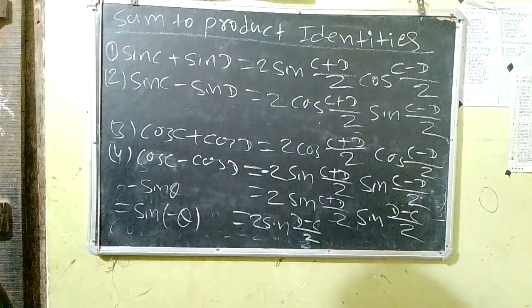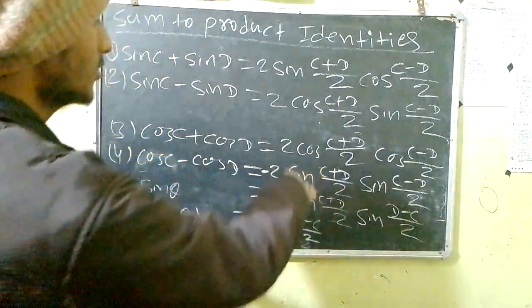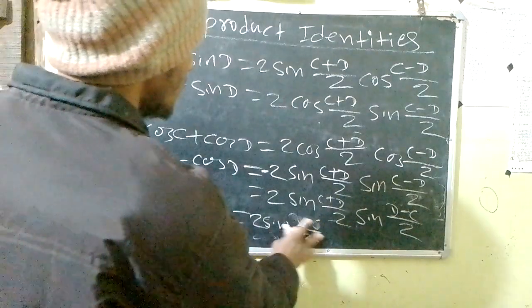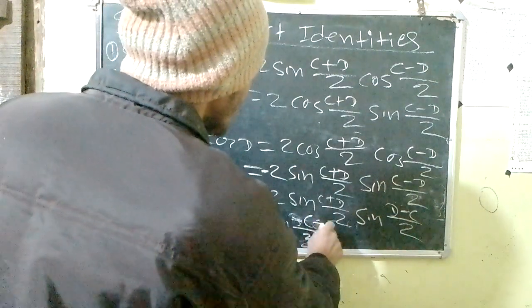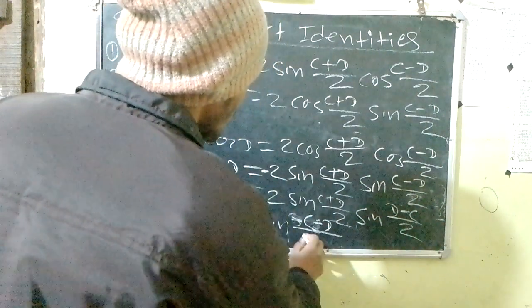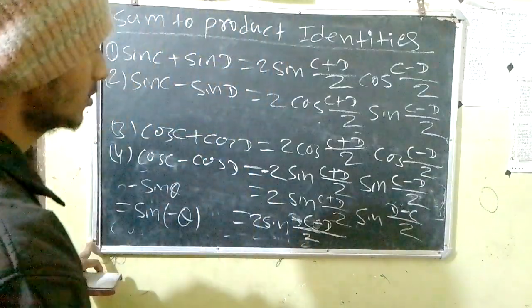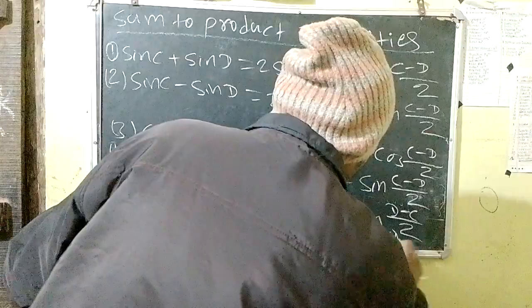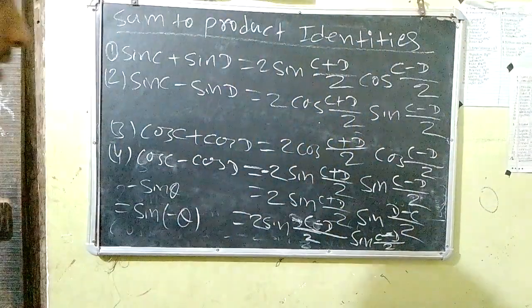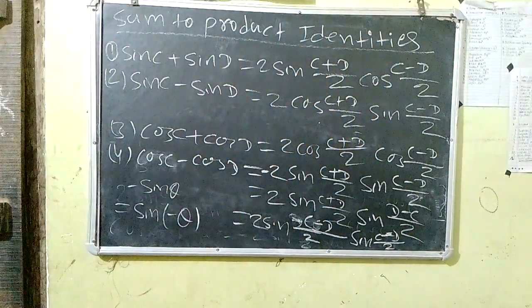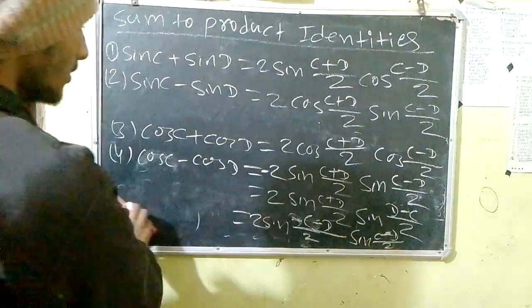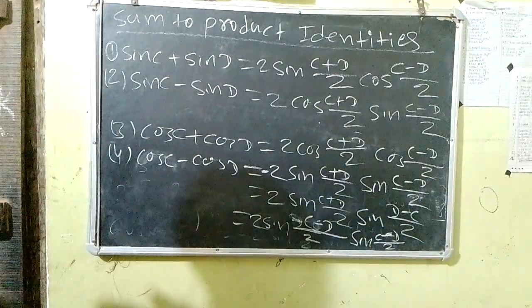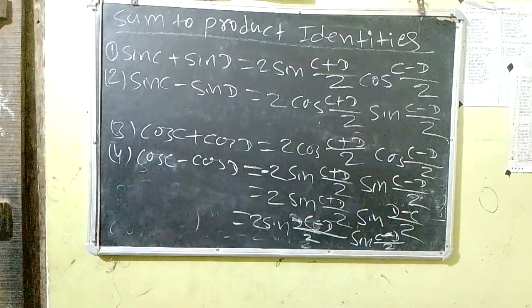Okay. Wait a minute. If you distribute minus into this, then it shouldn't be d minus c. It should be minus c minus d. Minus c minus d over 2 times sine c minus d over 2. So these are different ways of writing the same thing. Okay? Alright. So I hope this is clear. So there are different ways of writing the same thing.